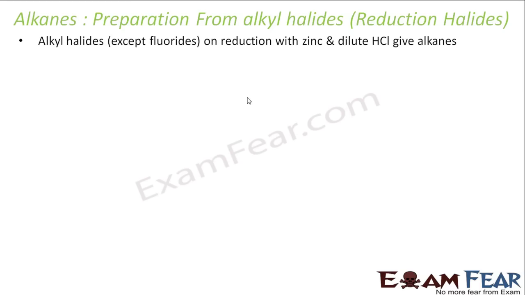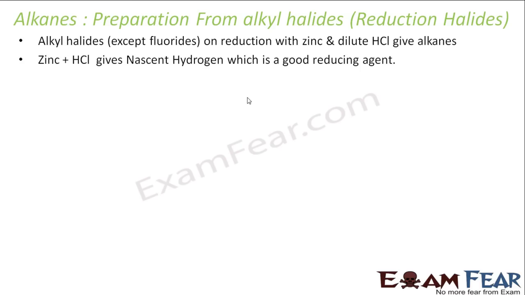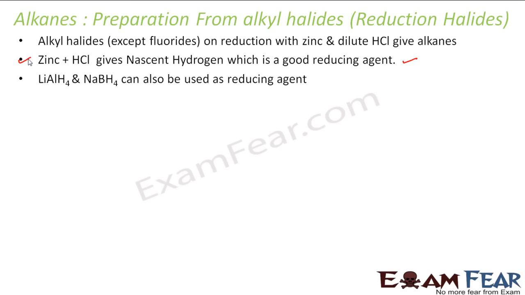All the alkyl halides except fluorides, when you reduce them with zinc and HCl, give alkane. Why? Because this is a good reducing agent. Zinc plus HCl gives nascent hydrogen, which is a good reducing agent. I'll take you through the reaction for this. And instead of zinc and HCl, you can also use LiAlH4 and NaBH4. They can also be used as reducing agents.